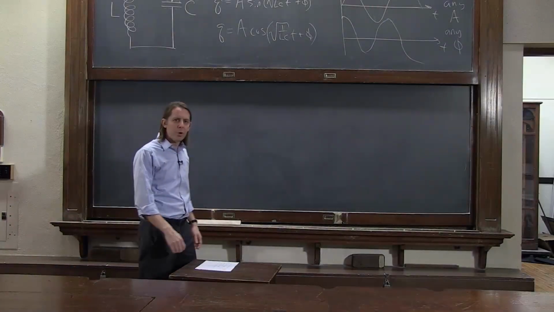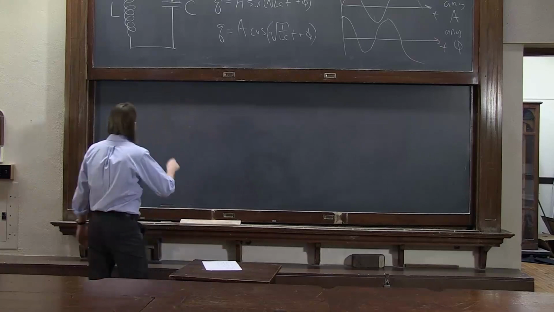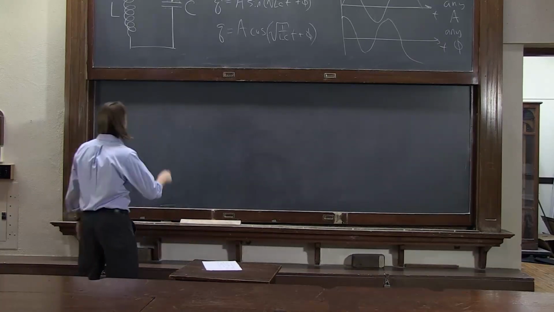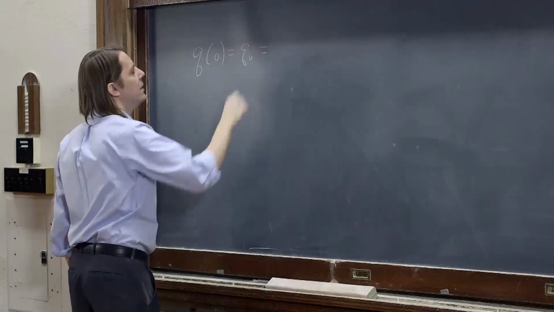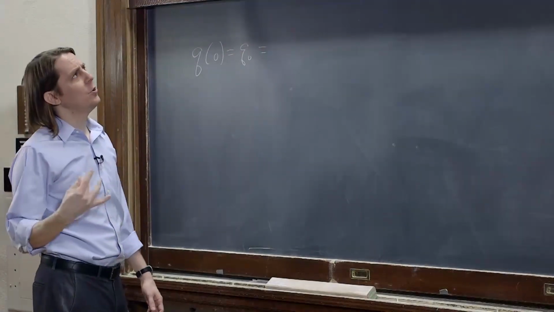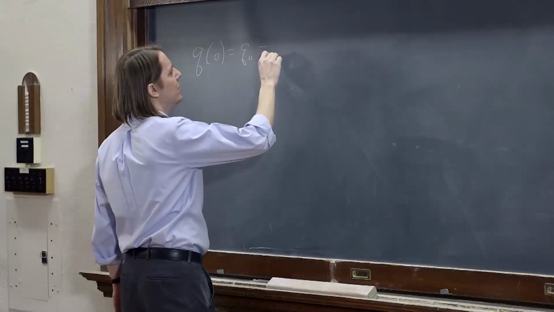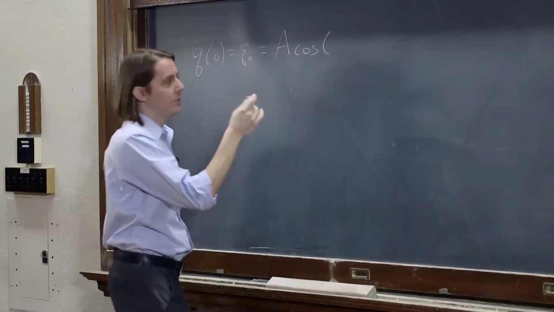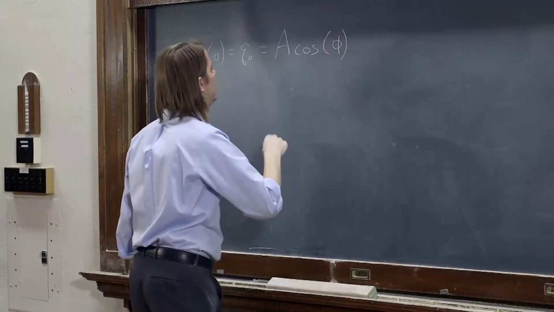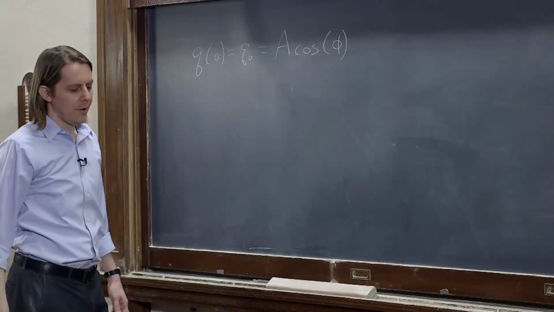And of course, we're going to plug in guess number 2 and apply the initial conditions. So again, the initial conditions were that Q at 0 equals Q naught. This time we're using the cosine solution. So it would be A cosine of omega t, which is 0 at time 0, plus phi. So Q naught is A cosine phi.